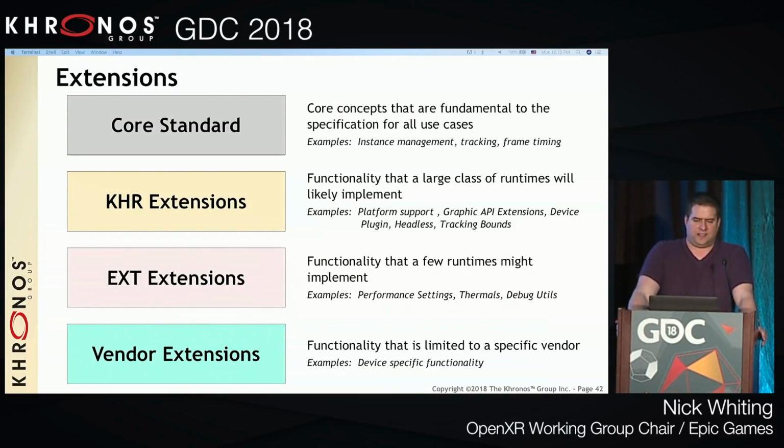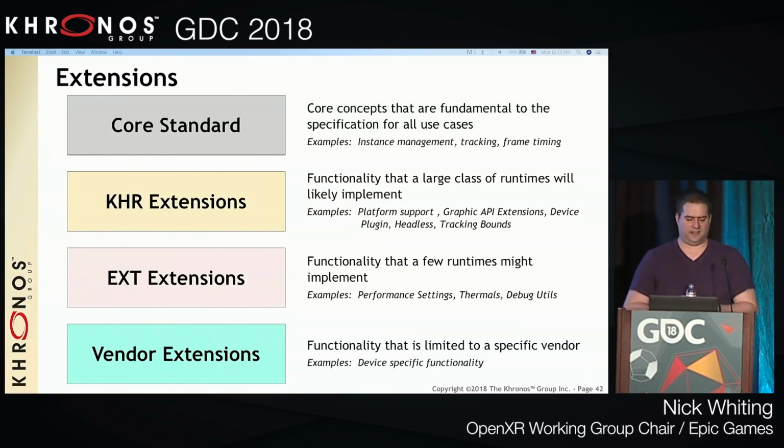Speaking of extensions, if you're not familiar with how Khronos generally does extensions, we crib this heavily from Vulkan again because they're much older and wiser than we are, and we directly steal all their good ideas. But in the core standard, our litmus test is core concepts that are fundamental to the specification for all use cases. So things like managing your instance, getting tracking information, and frame timing all go in the core standard. That means that every runtime that implements it has to implement those things.